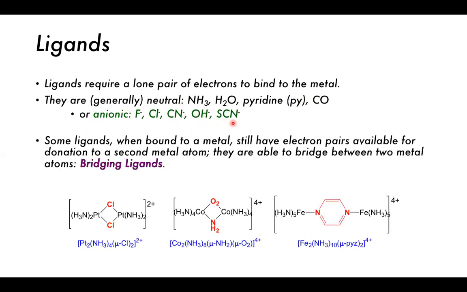Some ligands are capable of bridging. So when bound to a metal, they still have electron pairs available for donation to a second metal atom, and they're capable of bridging between 2 metal atoms, so they can be called bridging ligands. Here we have 2 platinum metals and then 2 chlorides which bridge across them. This nomenclature down at the bottom with the mu indicates that we have a bridging chloride, or a bridging chloro ligand. Here we have mu imide, so that's indicating that this is bridging as well. Then we have mu oxygen, so oxygen is acting as a ligand here.